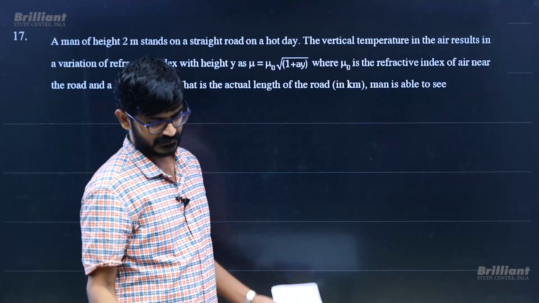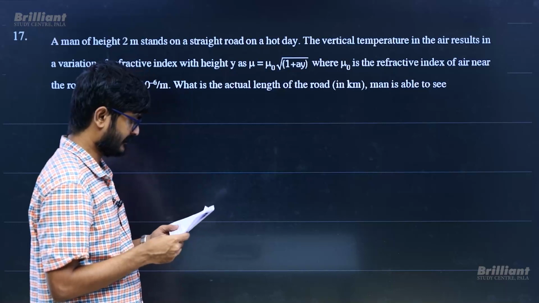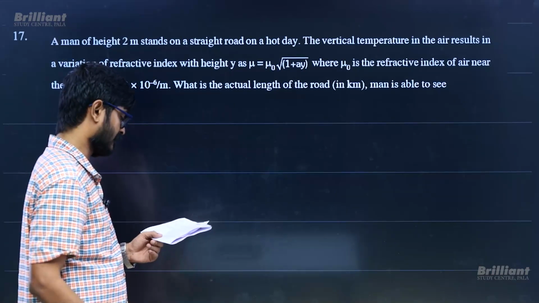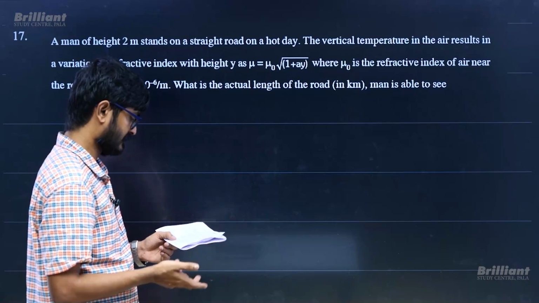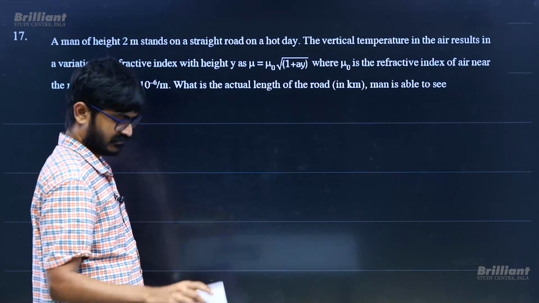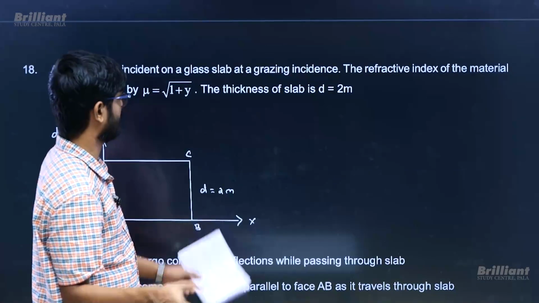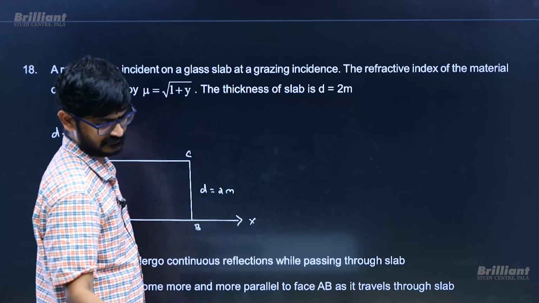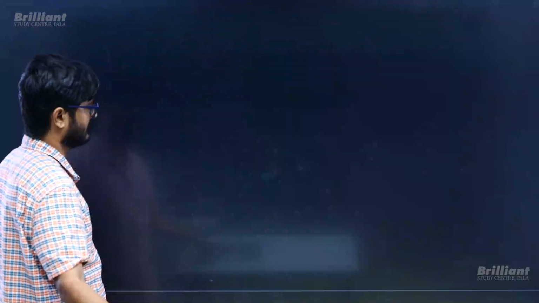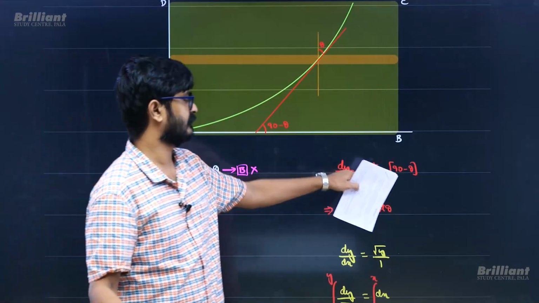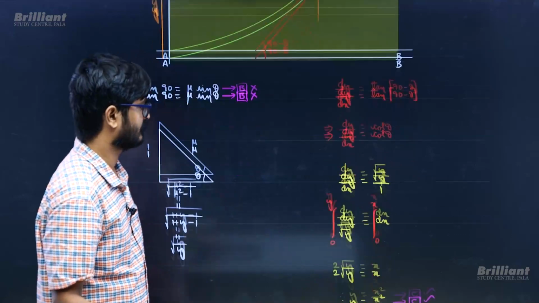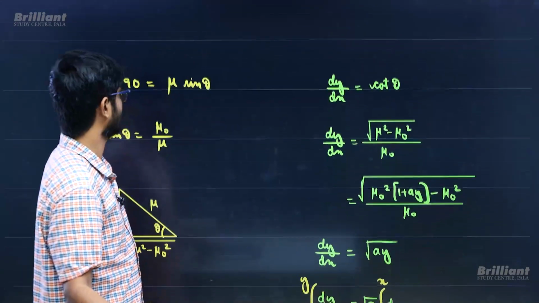Fine. The next question goes like this: a man of height 2 meters stands on a straight road on a hot day. The vertical temperature gradient of air results in a variation of refractive index, and we need the actual length of the road. See, this question is similar to your package question. It's the same thing. Whatever you have done there, you have to do the same thing here. This is the answer for the package question. What we have done is use Snell's law, draw the tangent, and take the slope of the tangent. I have just borrowed those results.